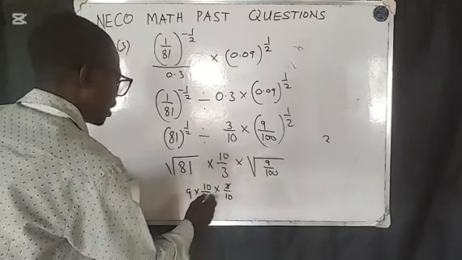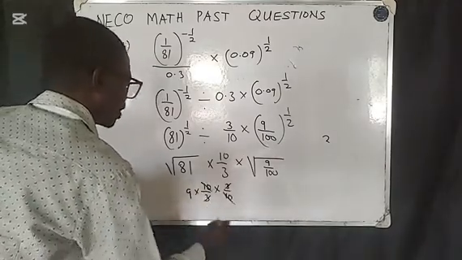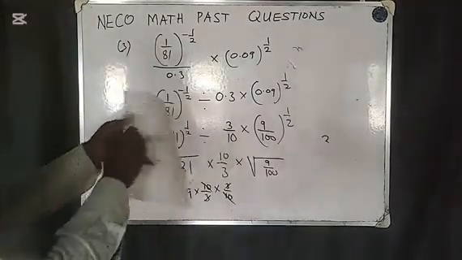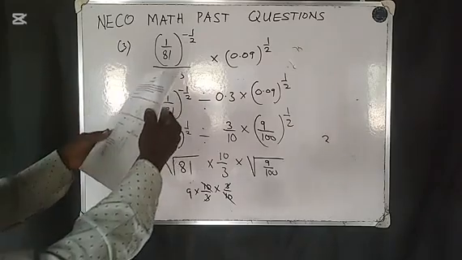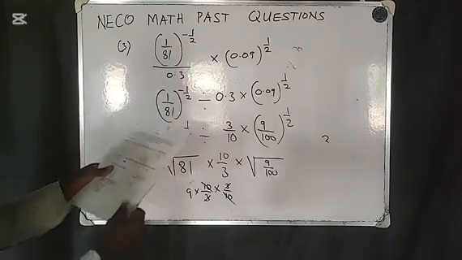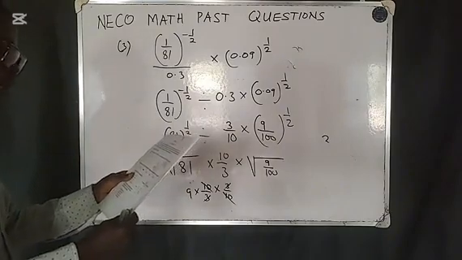This one, we cancel this. This one, we cancel this. Our answer is 9. Is it there in the options? 9 is there. That is option B, 2021 NECO past question.